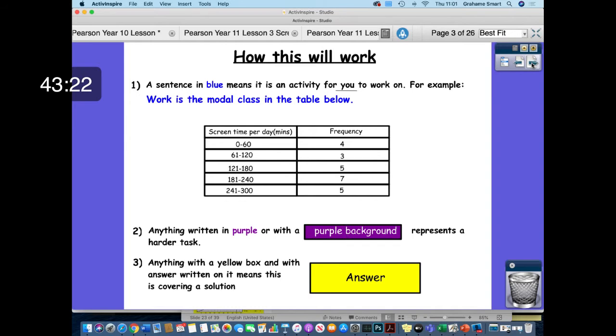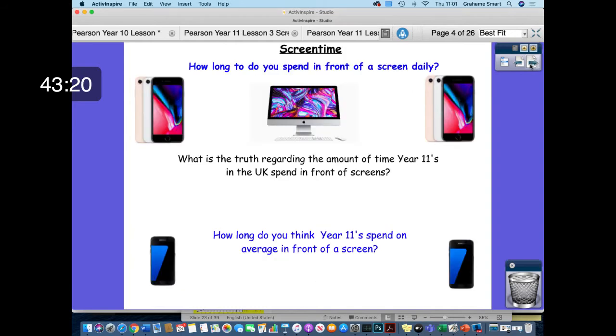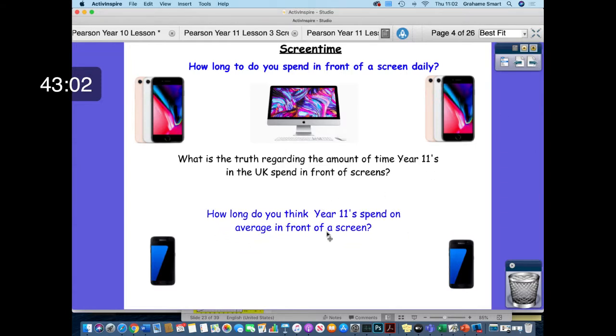And what we're going to do is, there's a couple of things in blue here. How long do you spend in front of a screen daily? And we're going to try and work on what is the truth regarding the amount of time Year 11s in the UK spend in front of screens. In your mind, I'm asking you to answer how long you spend in front of a screen daily, but I also want you to think, how long do you think all of your friends the same age, or the other Year 11s, spend on average in front of a screen? Just 1 minute on that.